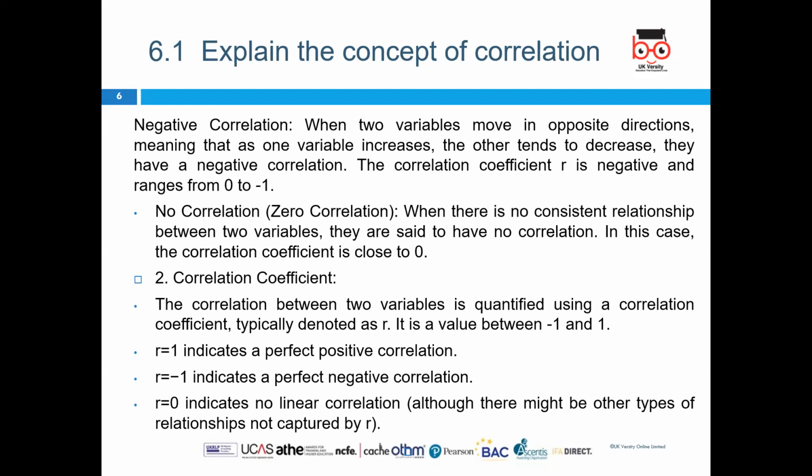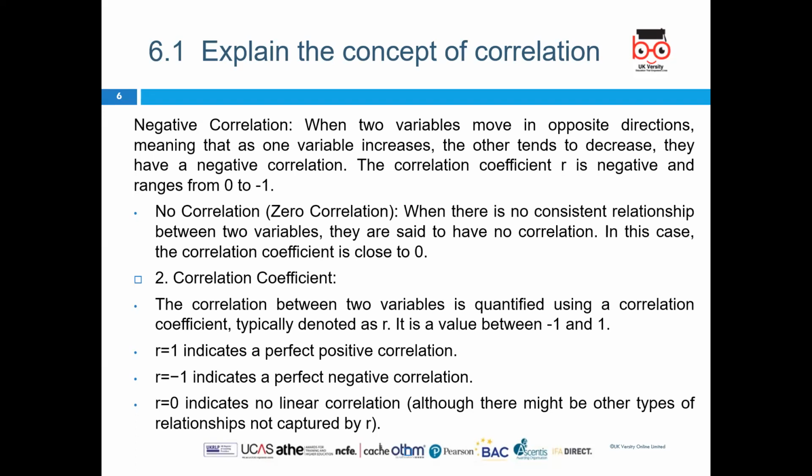It is a value between -1 and 1. When the correlation coefficient is 1, it indicates a perfect positive correlation. When the correlation coefficient is equal to -1, it indicates a perfect negative correlation. And when the correlation coefficient is equal to 0, it indicates no linear correlation between the two variables.